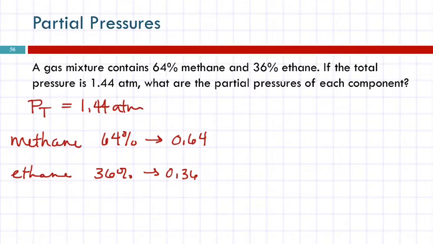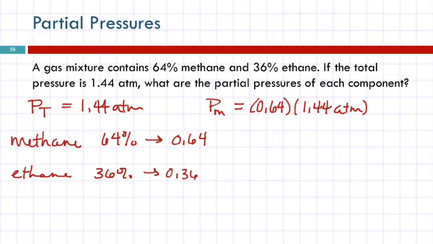So if we want to know the partial pressure of methane, I'm just going to call it M, it's going to equal the fractional composition, 0.64, that doesn't have any units, times the total pressure, 1.44 atmospheres. So 0.64 times 1.44. That would have 2 sig figs, so 0.92 atm.